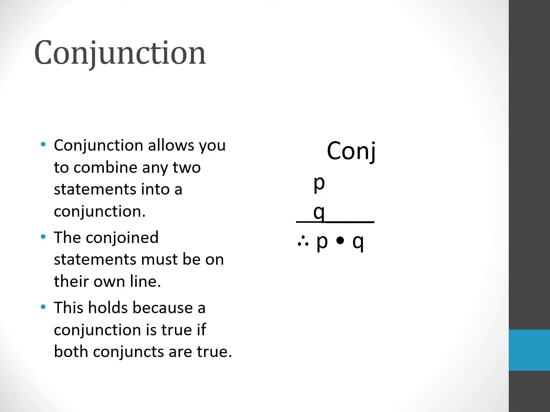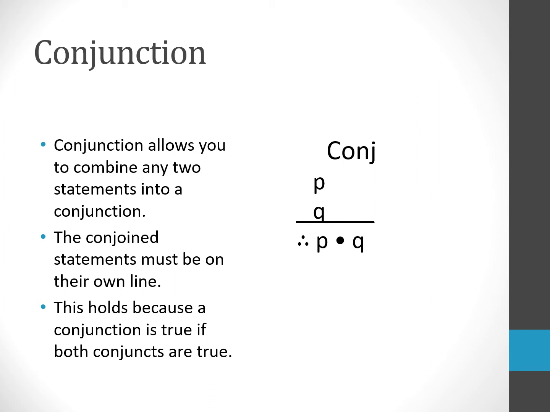All right, so our next rule is sort of the sibling of simplification, and it's called conjunction. So conjunction is pretty much the opposite of simplification. And it just says anytime you have two statements on their own line, you're allowed to conjoin them. And that works because, again, we're assuming all the premises in a proof are true. So if we have two statements on their own line, they're both true, right?